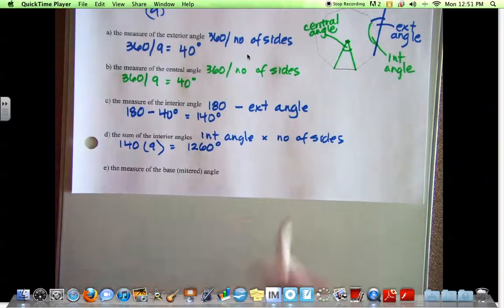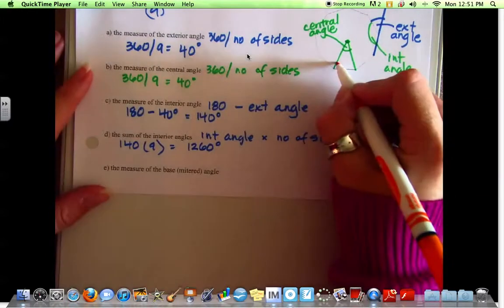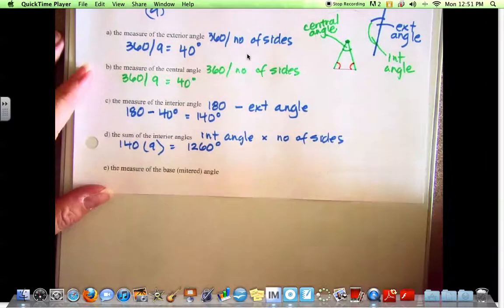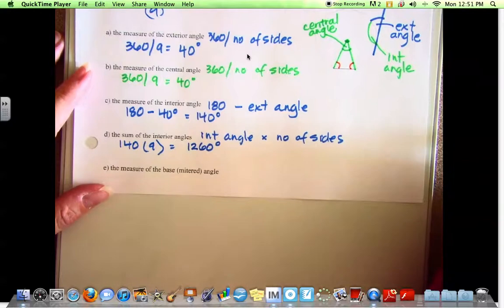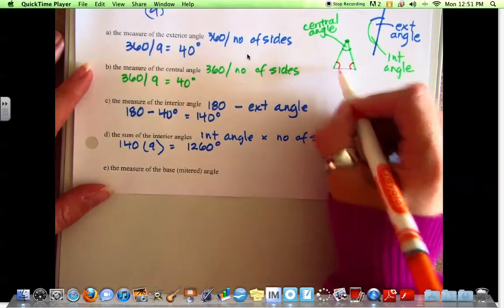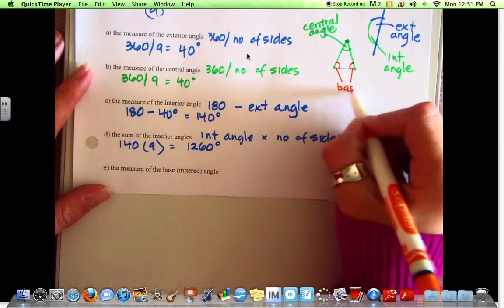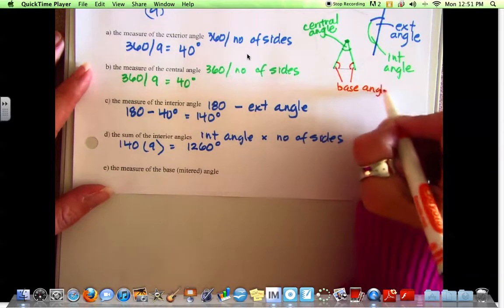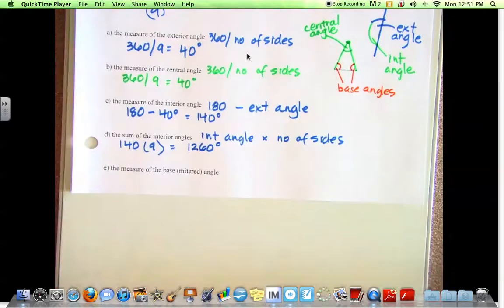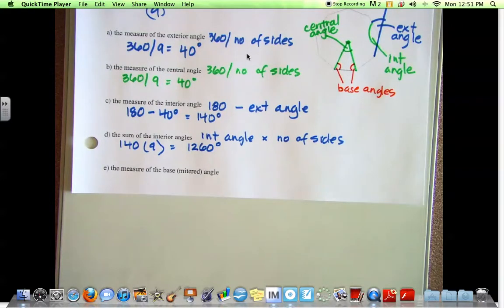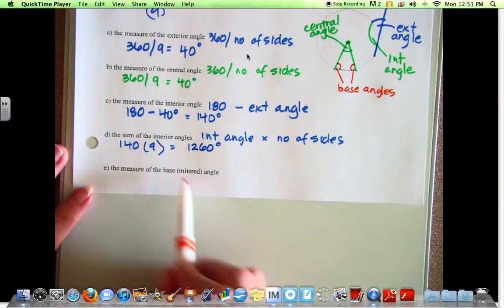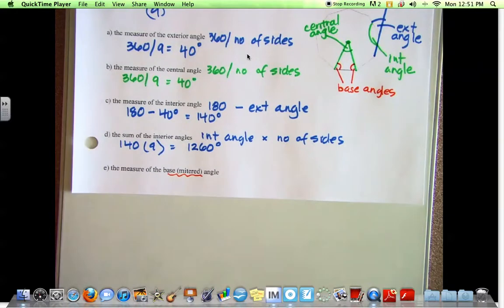All right, at the bottom of this triangle, we have 2 other angles. These are what we call base angles. These are at the bottom of the triangle. They also have this other word, mitered. It's referred to as a mitered angle sometimes.